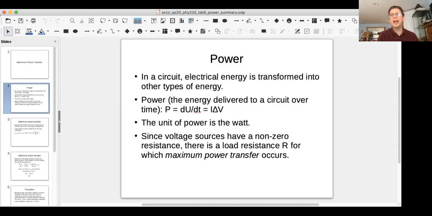So all power supplies have some internal resistance. If your external resistance is large, you don't need to be concerned so much about the internal resistance. But if you're interested in maximizing the power that gets delivered to the load, or to your external resistance, you need to keep the internal resistance in mind. So let's look at how that works.